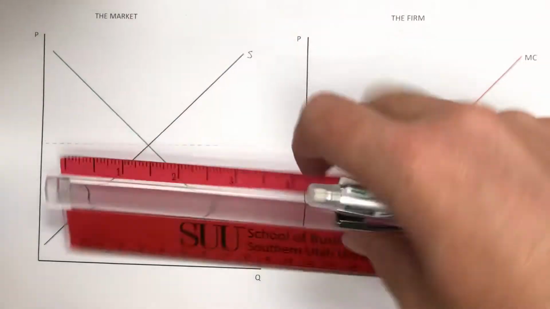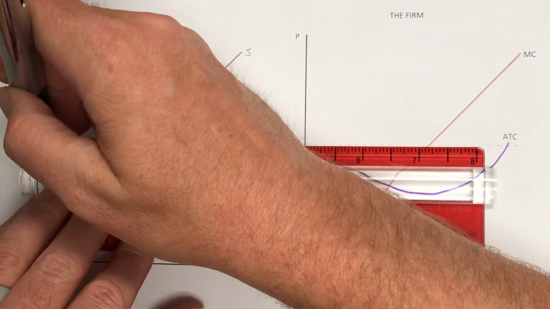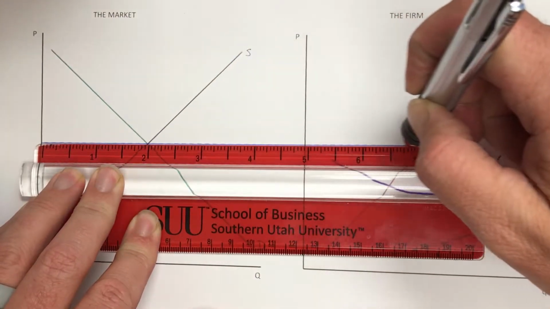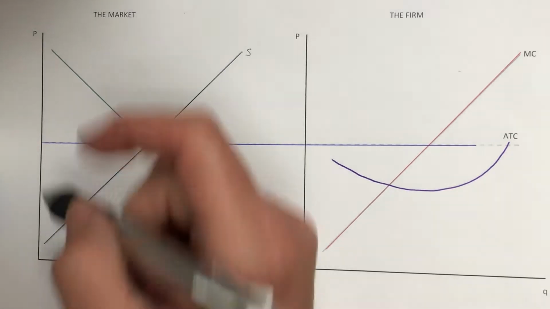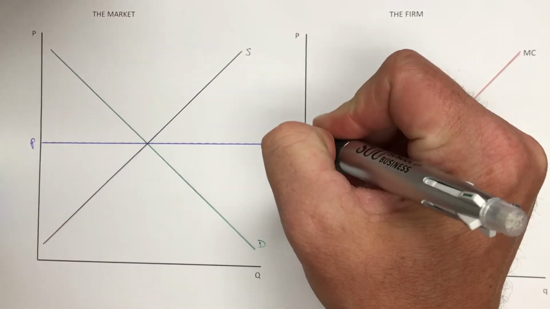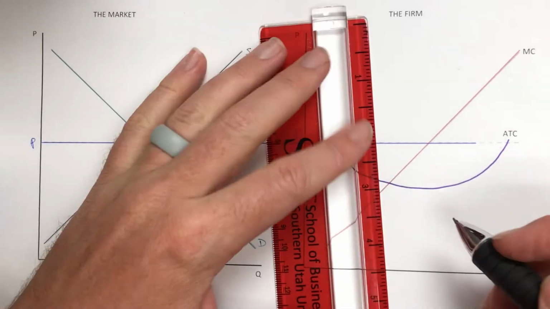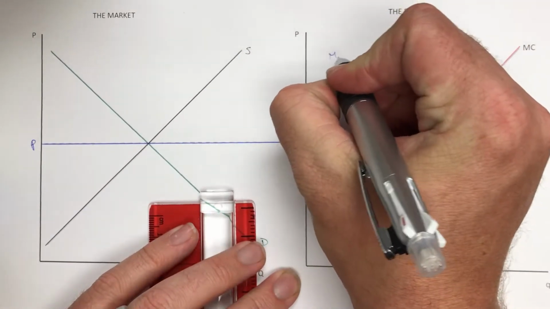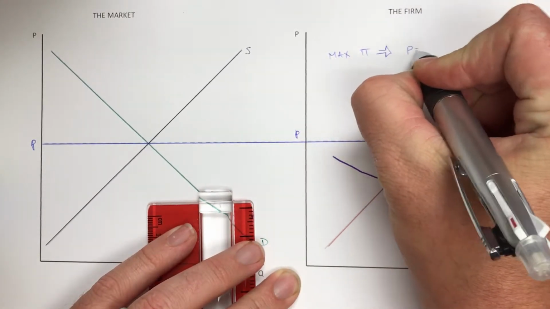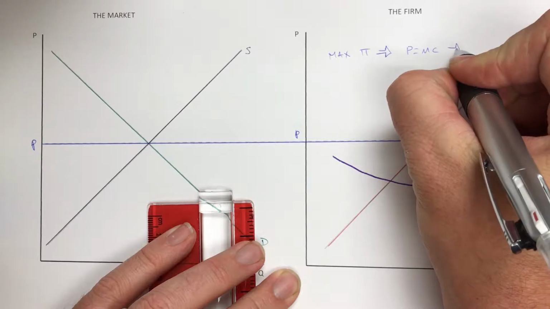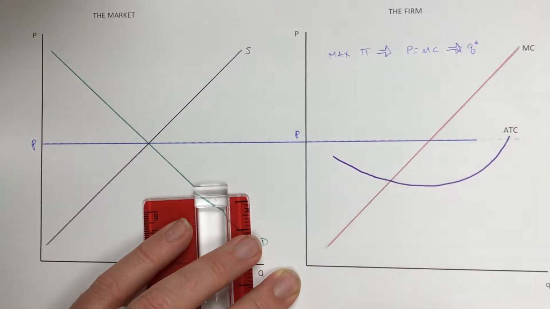So in a perfectly competitive market, the market is going to determine the price. So that's the market price. That's also the same price because the firm is a price taker that they're going to see. And as a result of that price, they're going to maximize profits. Remember, to maximize profits, you set price equal to marginal cost. And that's how you determine your quantity.